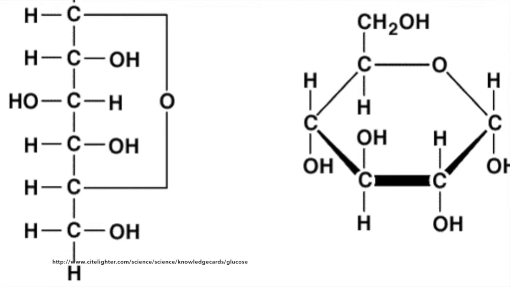Monosaccharide is the simplest form of sugar. The chemical formula is CH2O. An example of a monosaccharide is glucose. All monosaccharides connect by glycosidic linkage.